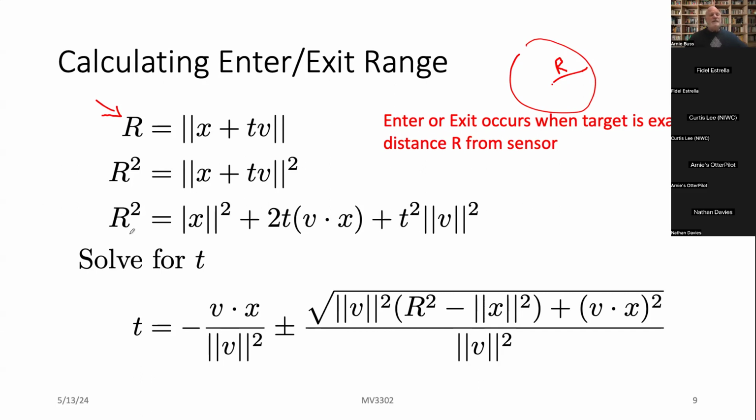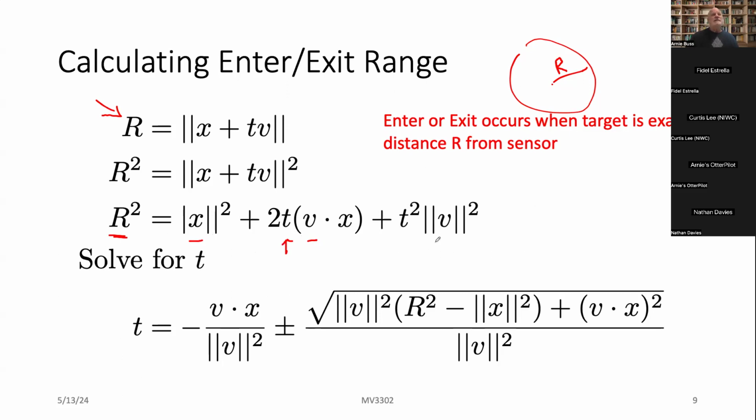And what we have here is, okay, we know what the range is. This is our starting location. This is our velocity. So we have our starting location, our velocity, and the range. We know all of those. What don't we know? We don't know t. And what do we have? We have a quadratic in t.